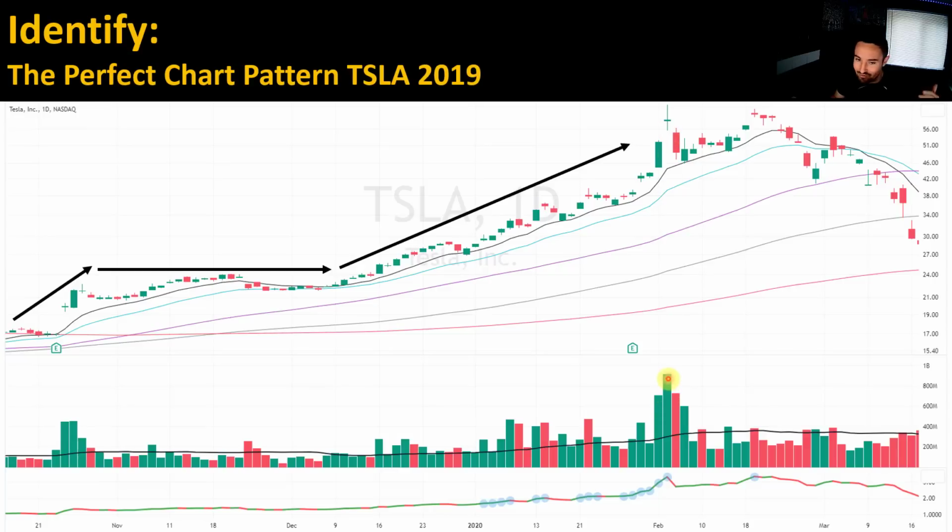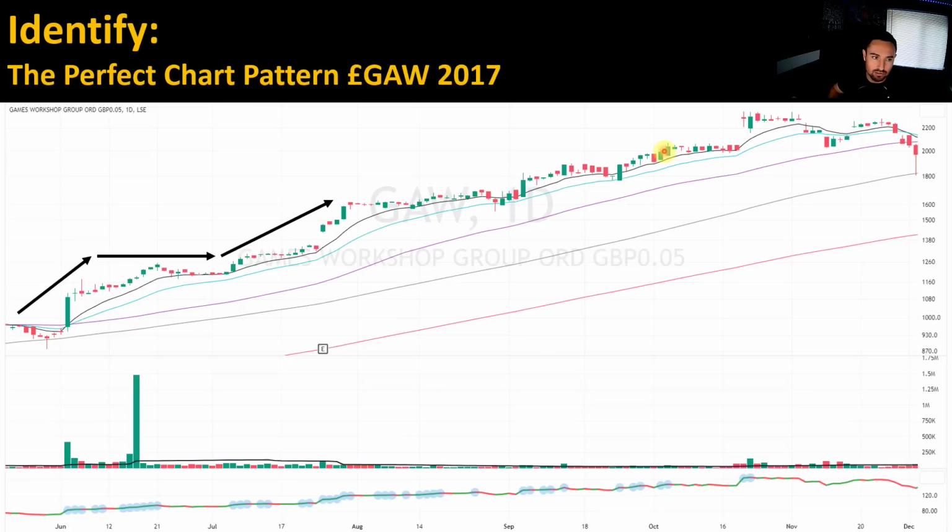It's the highest volume ever traded at this point, I believe. Lower the bar, check some off. Not too difficult. Games Workshop, UK stock. Powers up, goes sideways. Look at the tightness into the 10 EMA.